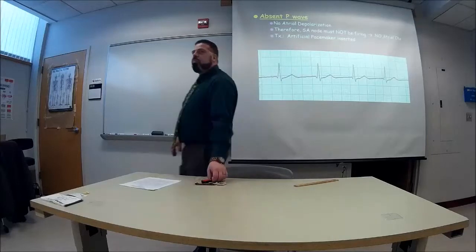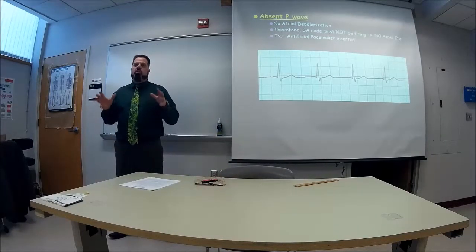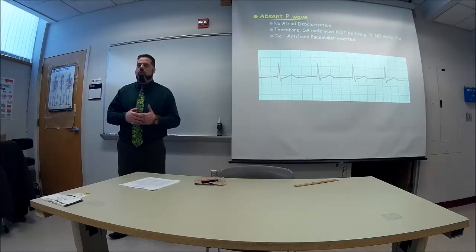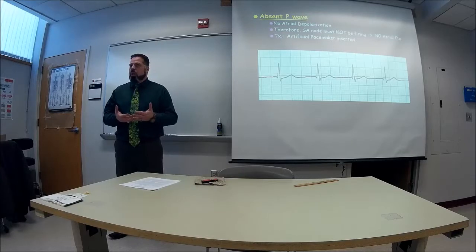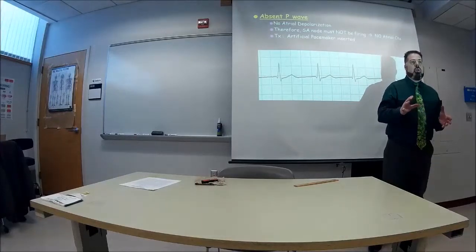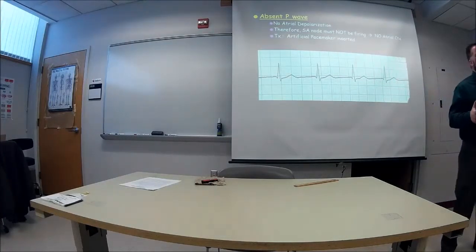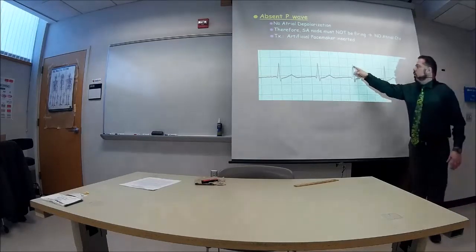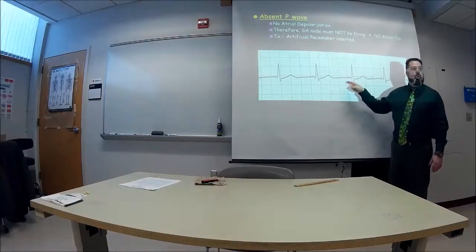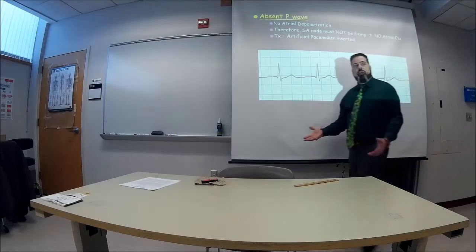What happens here is that if the SA node doesn't fire for whatever reason, the AV node, which is also in the right atrium, is going to take over. Now, the SA node beats normally at 70, 80 beats per minute. If the AV node takes over, it tends to do 40 to 50 beats per minute. So they will have bradycardia. If you do an EKG, you will see bradycardia. The beats are much slower. But the other thing you'll notice is that there is no P wave because the SA node is not firing.